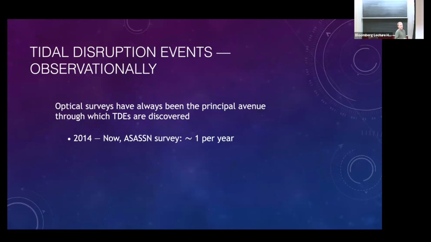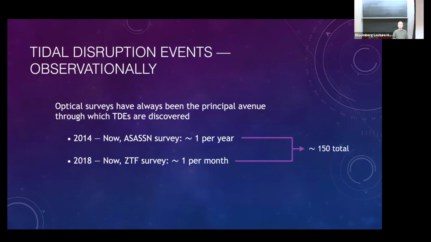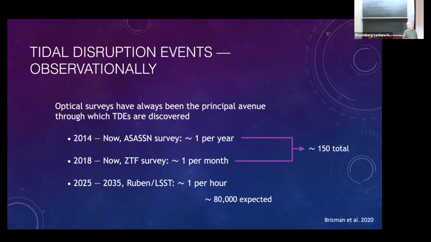So the first few TDEs were discovered by ASAS-SN. They found about 1 a year. I am obliged to say that people found TDEs before ASAS-SN, otherwise I get in trouble, but there was a handful from X-ray surveys, ROSAT in the 90s. ZTF then came along in 2018, moved this from 1 a year to 1 a month. Together, this gives you roughly 150. And Rubin LSST is supposed to find 1 an hour for a decade. If you don't know how many hours are in a decade, that turns out to be about 80,000.